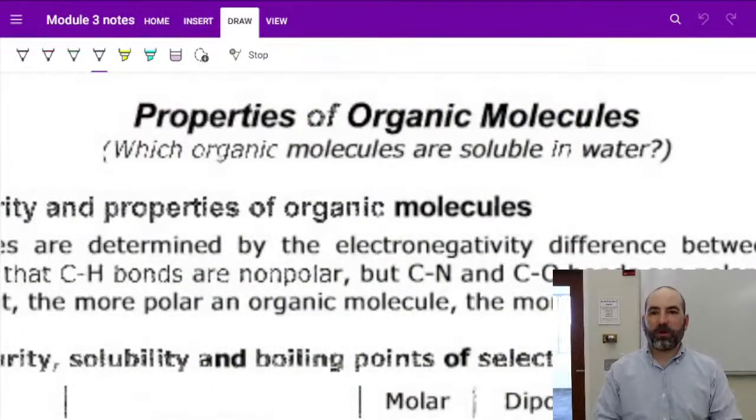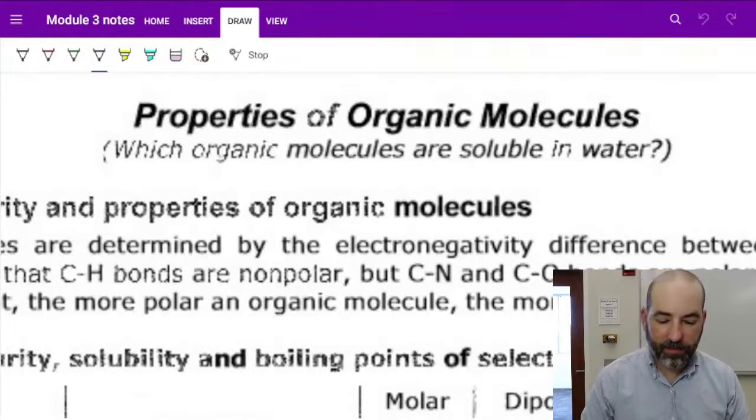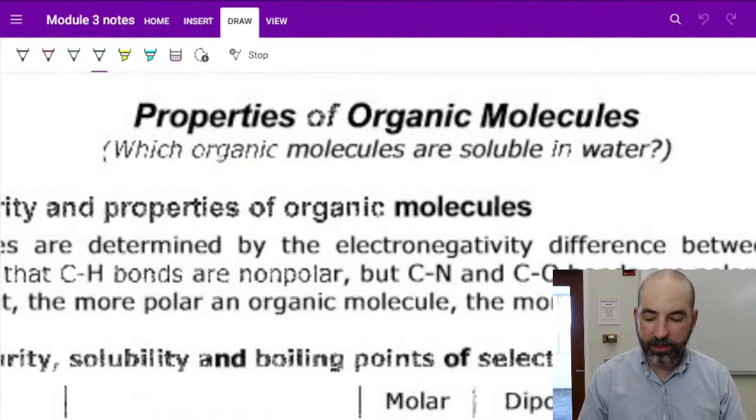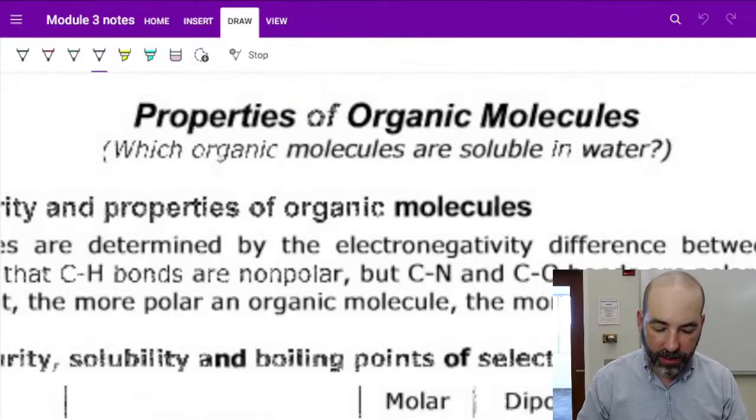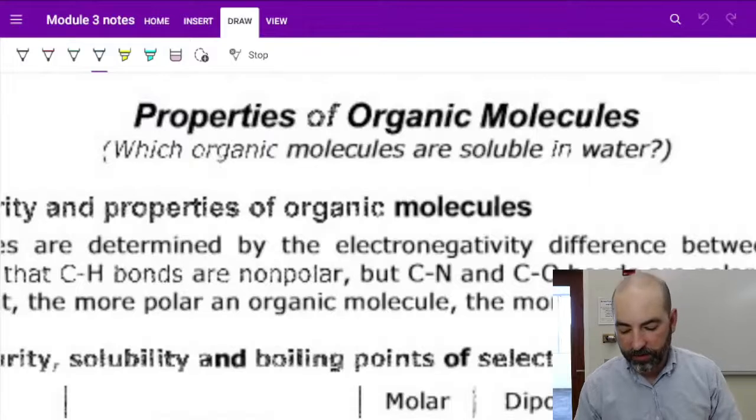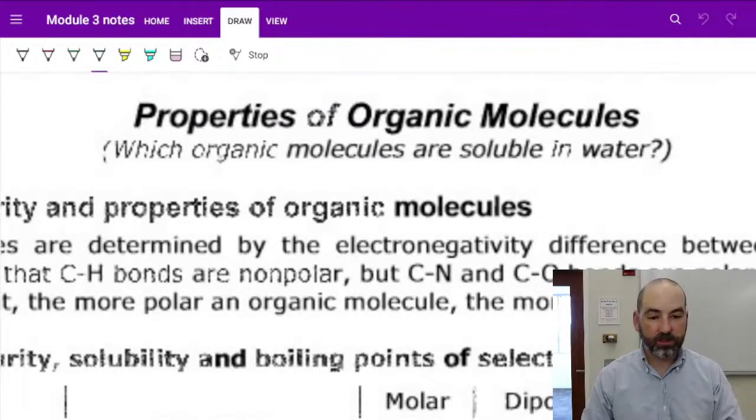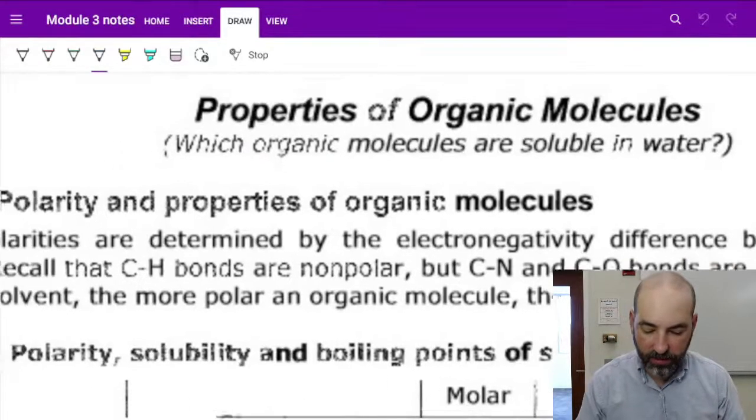Hello, welcome back. Today we're going to talk about polarity, and ultimately we're going to wrap up with this properties of organic molecules document here, which you can work through to understand a lot of the results of the kinds of theoretical things that we're going to talk about first.